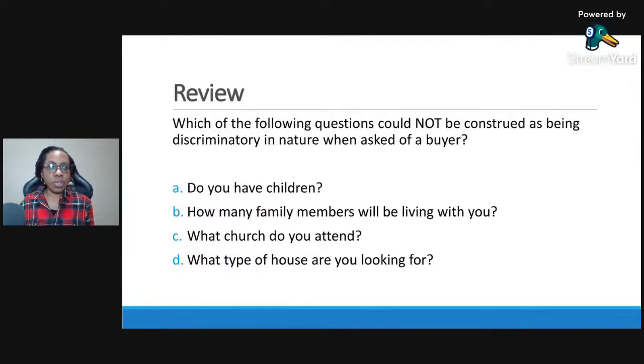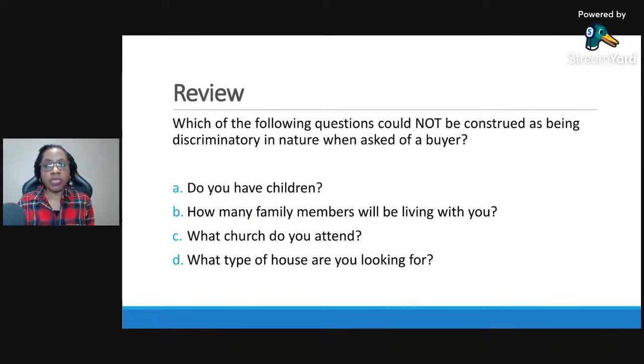Here's the next question. Again, you can pause, answer, and then check out the answer later. This one says, which of the following questions would not be construed as being discriminatory in nature when asked of a buyer? First one, do you have children? Second, how many family members will be living with you? Third, what church do you attend? Four, or D, sorry, what type of house are you looking for?